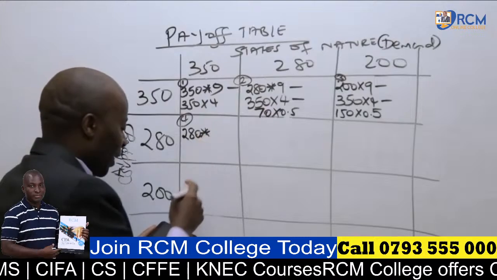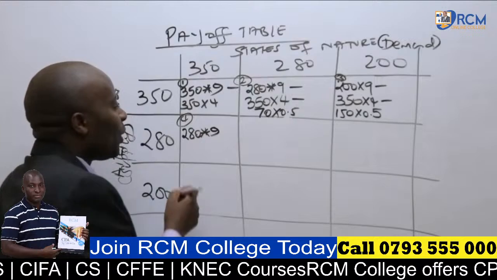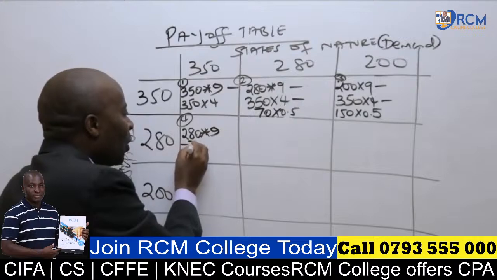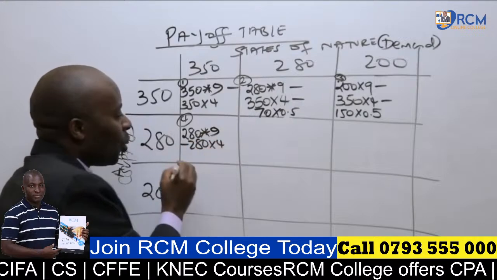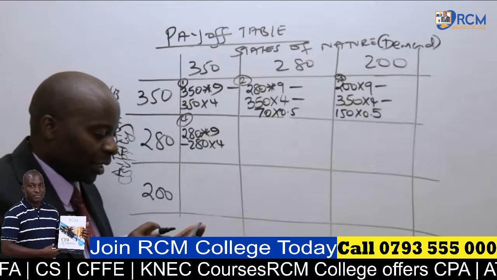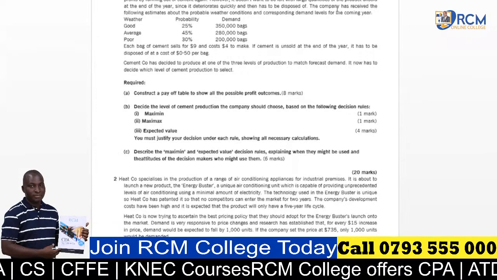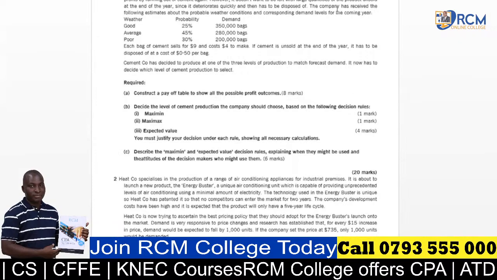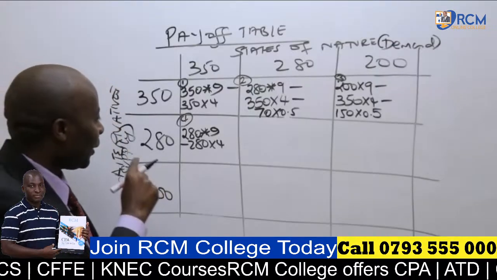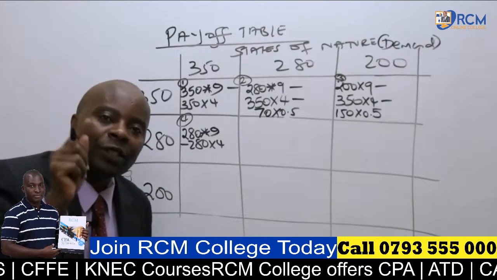So 280 times our usual 9. We supplied, of course, 280. We supplied what we produced ourselves. And we know that the cost of production here is 4. But now, ladies and gentlemen, we happen to be having some customers who will be disappointed. How many of them? 350 minus 280, about 70 customers who will go home without a bag of cement.